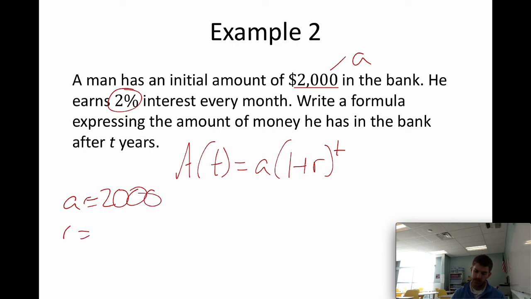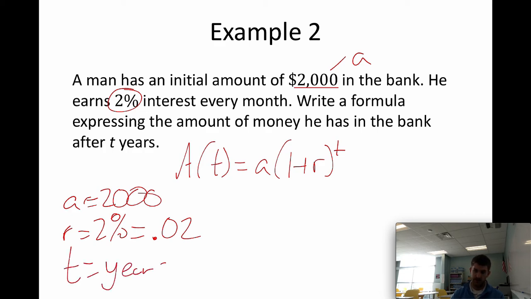Our rate is 2%. Now, when we are writing this in an equation, we have to convert it to a decimal. So remember, we divide it by 100. In other words, we move it 2 decimal places to the left. So we're going to have 0.02. And then t is just our number of years. If t is our number of years, it's going to be years times 12 if we're doing it every month.